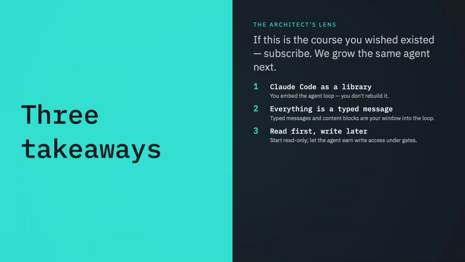Three takeaways from the architect's lens. One. The Agent SDK is Claude Code as a library. You embed the loop. You don't rebuild it. Two. Everything the agent does arrives as a typed message with typed content blocks, your window into the loop. Three. Start read only and let the agent earn write access later. That is Part 1, built and run.